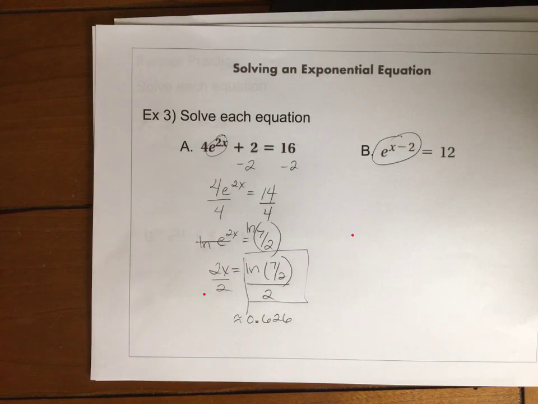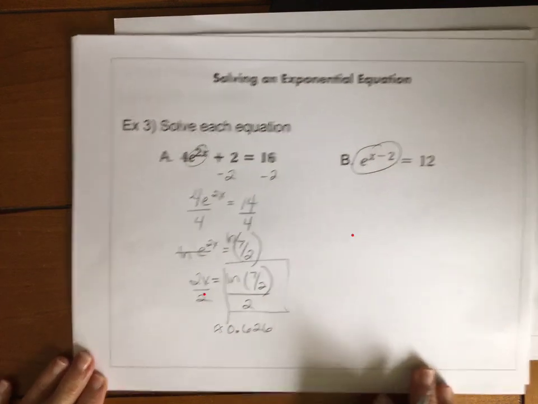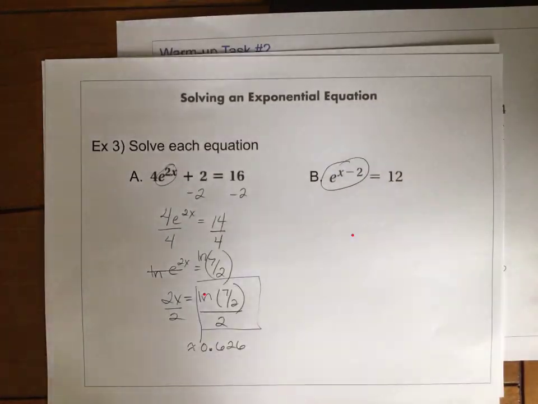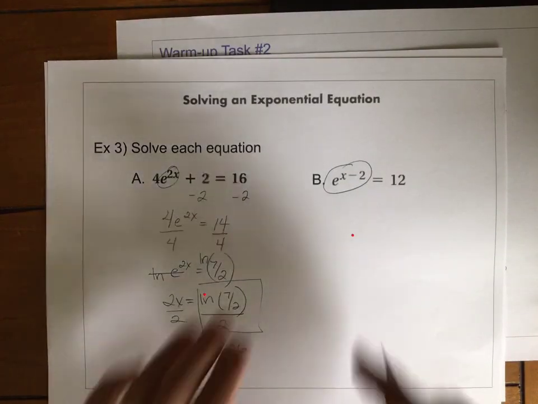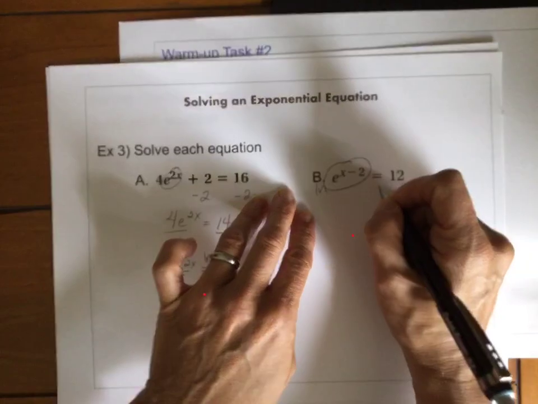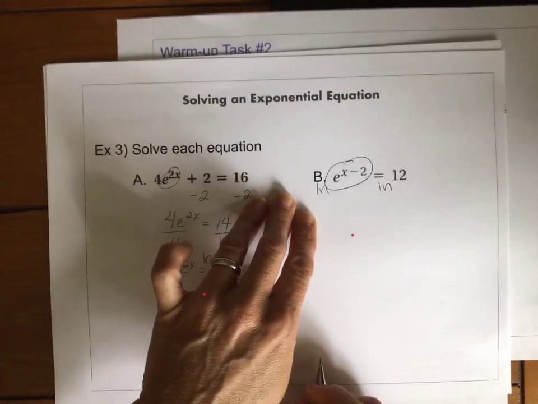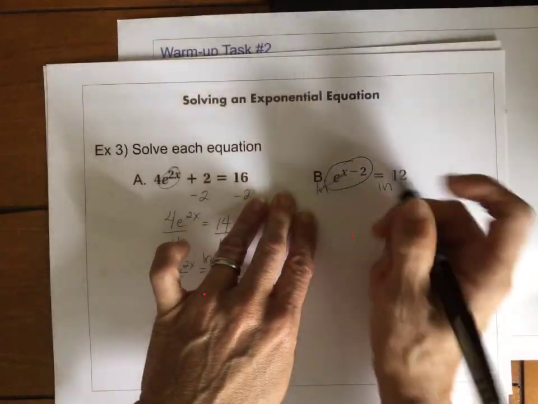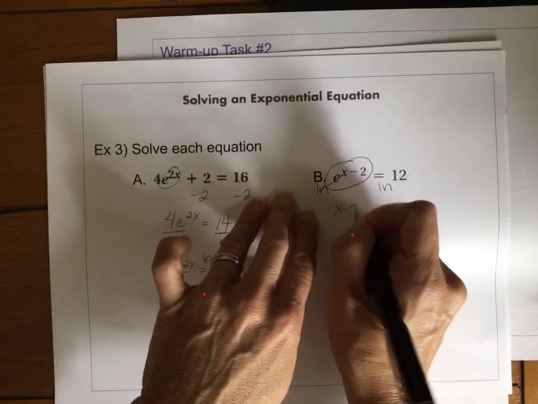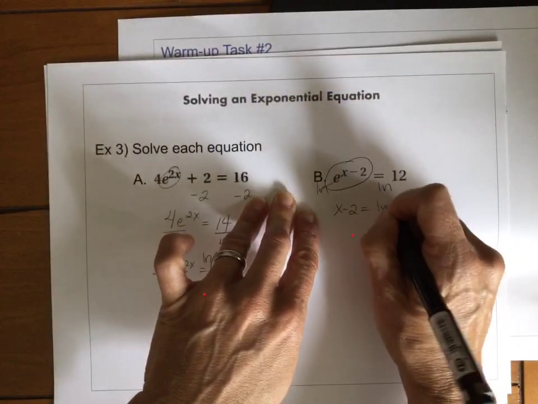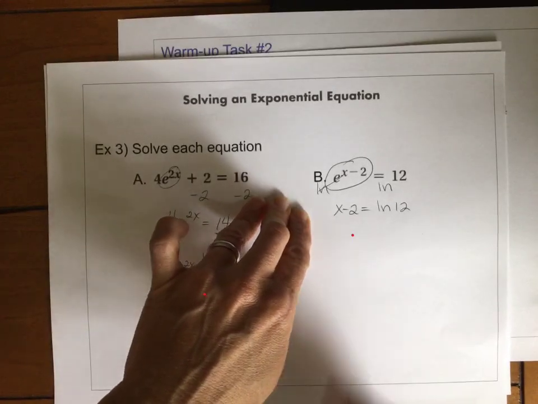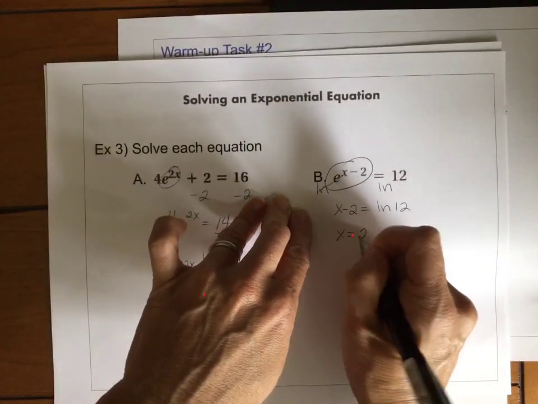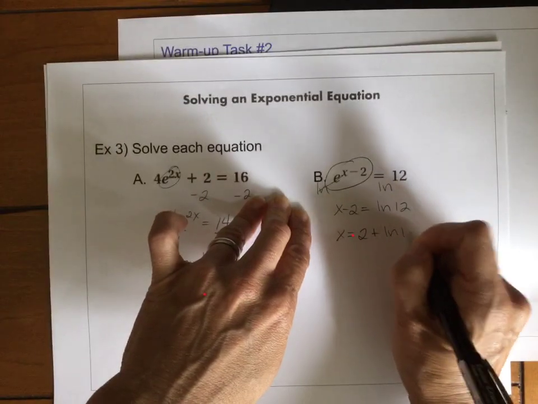You will notice on B, I don't have to do anything. E is already by itself. So I'm going to take the natural log of both sides. Remember, this undoes each other, so I'm left with x minus 2 equals the natural log of 12. Now if I add 2 to both sides, I get x equals 2 plus natural log of 12.